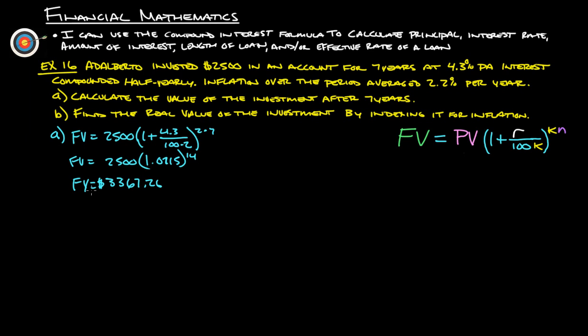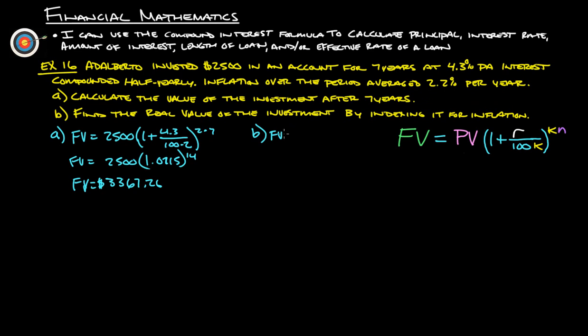Okay. Now, part B: find the real value of the investment by indexing it for inflation. So what's happening is that this $2,500, in a couple of years, is not going to be worth $2,500 anymore. It's only going to be worth like $2,400 or something like that because of inflation. So we're going to calculate the effect of inflation. That's what part B is all about.